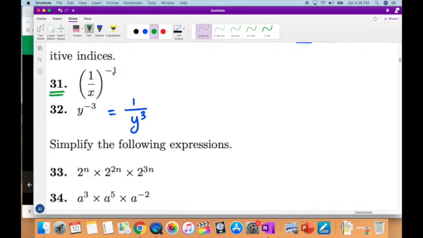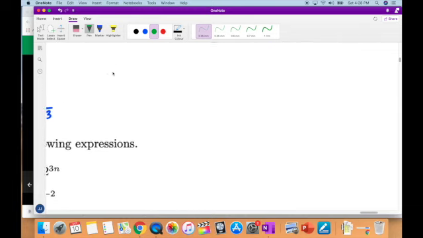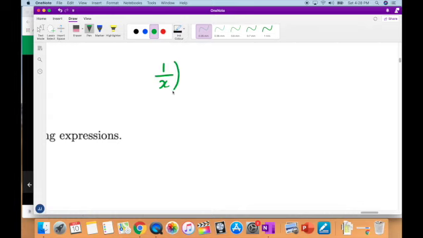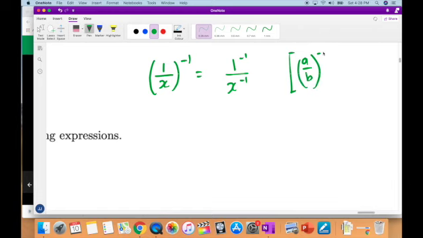At the end of the day, the idea here is that we need to know our laws of indices. So I have 1 over x to the power of negative 1. And I could say that that is 1 to the power of negative 1 all over x to the power of negative 1. And the rule is that a over b, to the power of m, is equal to a to the m over b to the m. So do you understand this part?